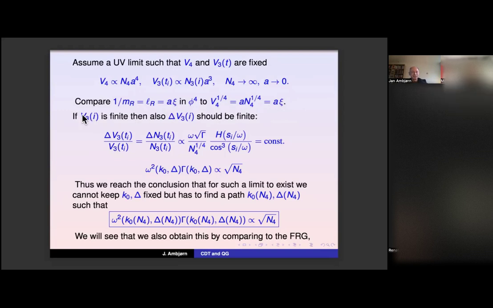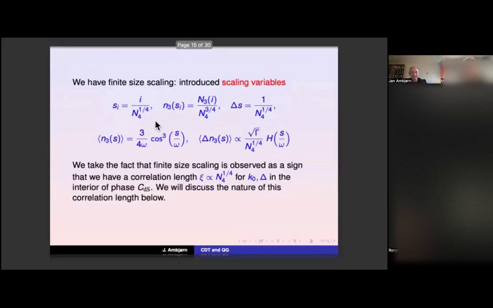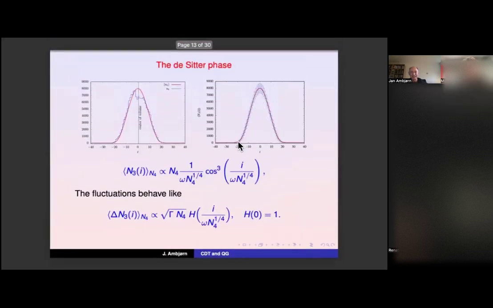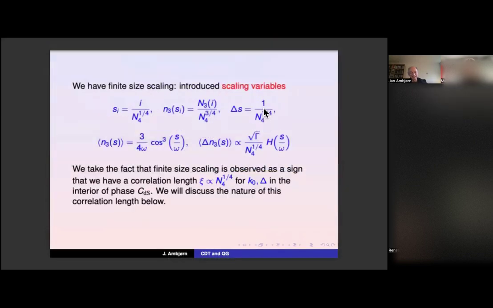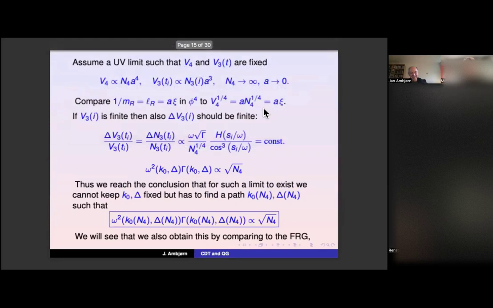And so if V3 is finite, also the fluctuations should be finite in the continuum. So we view these as renormalized continuum quantities, and I just show you this curve again. If the red curve is a continuum curve, really showing our continuum universe, then of course the fluctuations had better also be finite. At least everything else would be drastic.